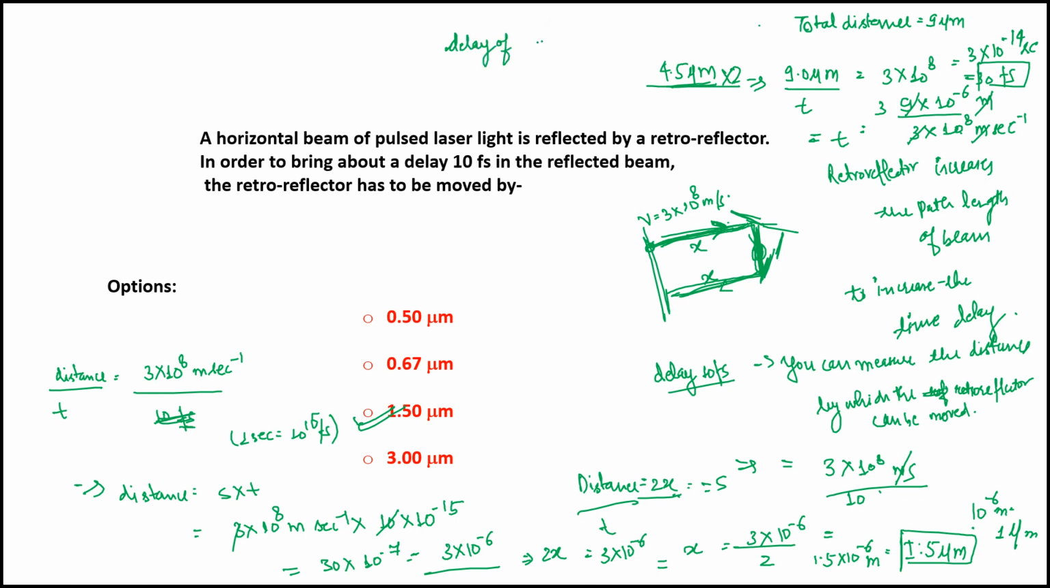Delay of how many seconds? 30 femtoseconds. And the answer to this question is 1.50 micrometer. Okay.